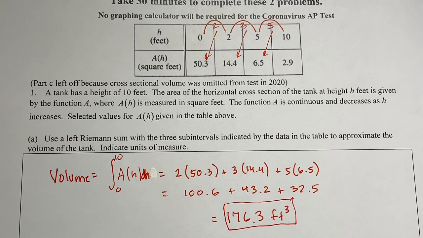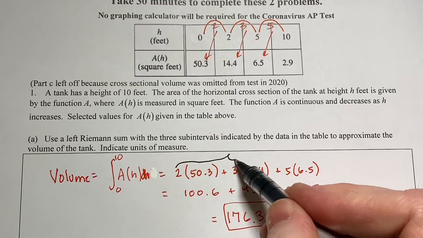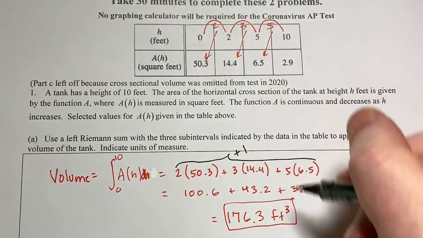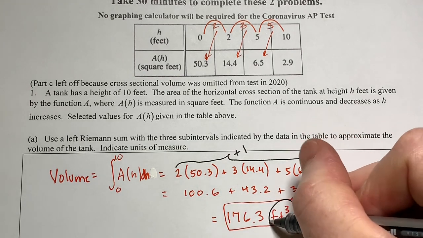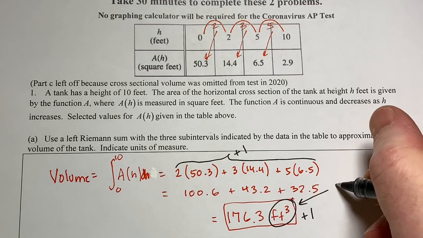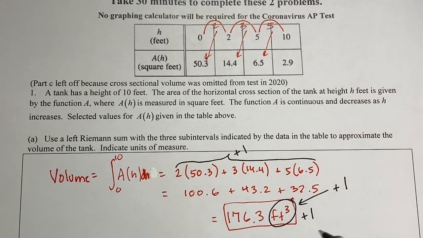Okay, and the way they gave you points on this was you got 1 point for actually doing the setup right here, and then you got 1 point for your answer. It did say indicate units of measure, so you got 1 point for getting the units in A and D. By getting those units correct right there, feet cubed, which is volume, you got an extra point. And if you left them off here, but you did it right in part D, then you also got credit as well.